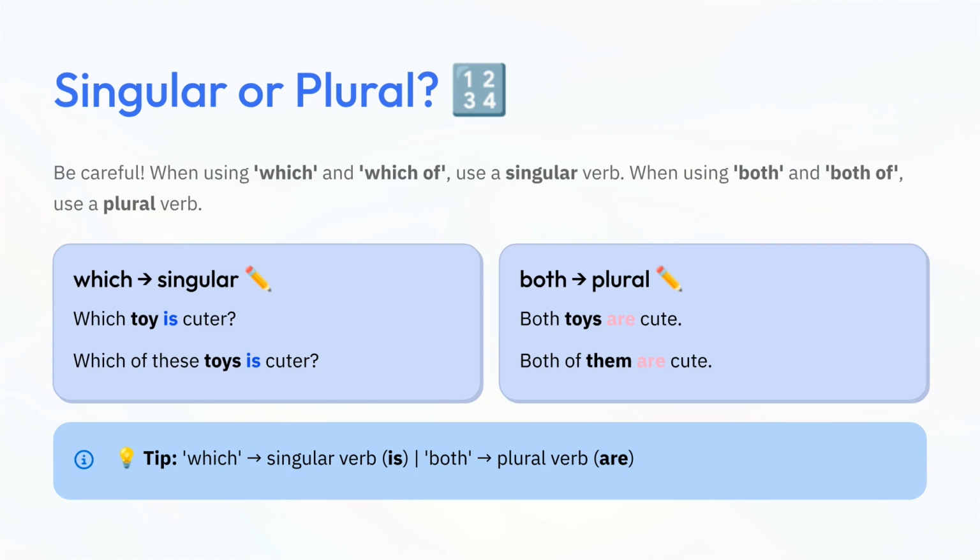Should we use a singular or plural verb? Be very careful. When using which and which of, always use a singular verb. For example, ask, which toy is cuter? Or, which of these toys is cuter? When using both and both of, always use a plural verb. For example, say, both toys are cute. Or, both of them are cute. As a quick tip, remember that which uses the singular verb is, while both uses the plural verb are.